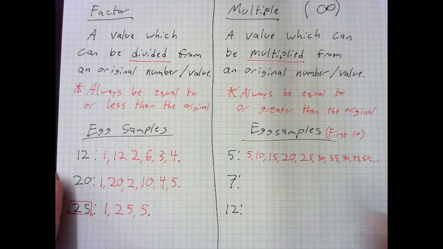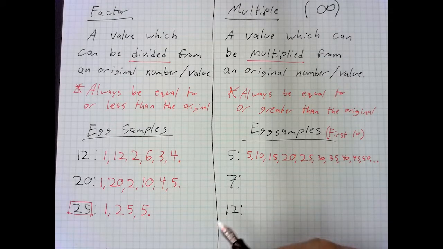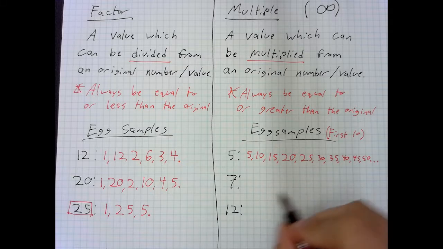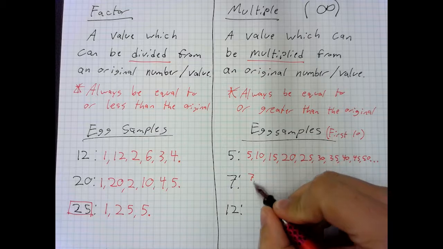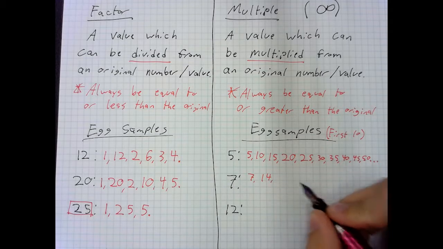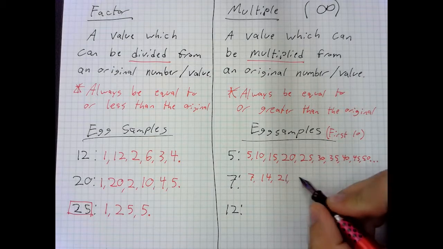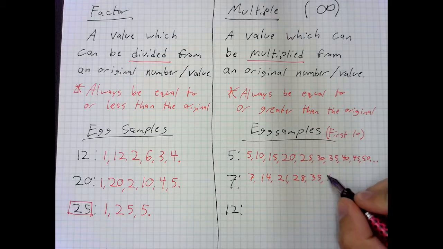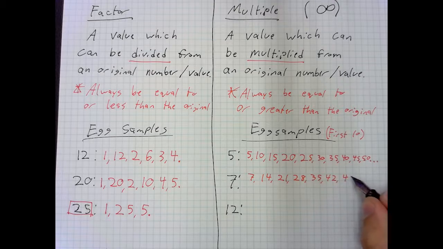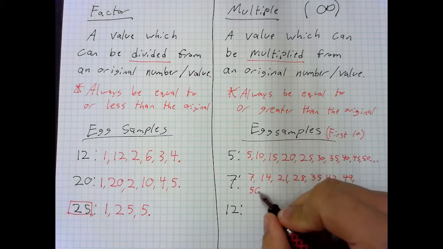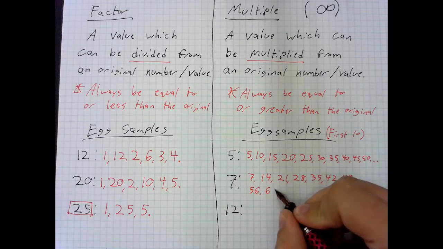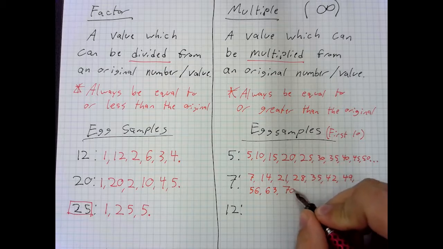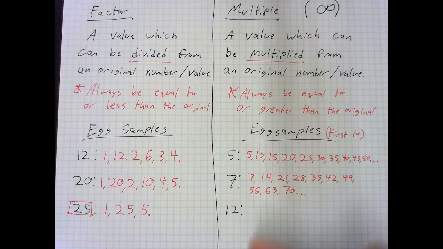Moving right along for 7, we'll do the same thing. We can count by 7s, and I'm going to try to use a double line because I had to write kind of smaller there. So for 7, we have 7, 14, 21, 28, 35, 42, 49. I'm going to move to the next row. 56, 63, 70, and so on, because it's going to continue.